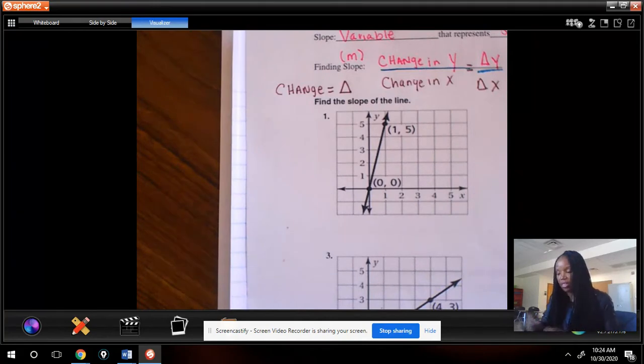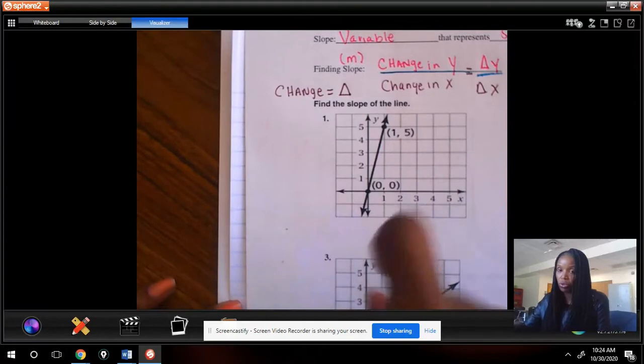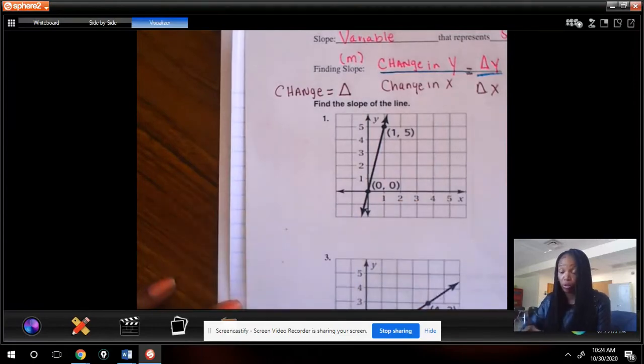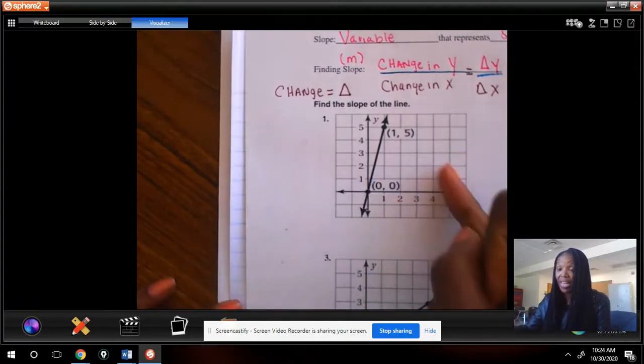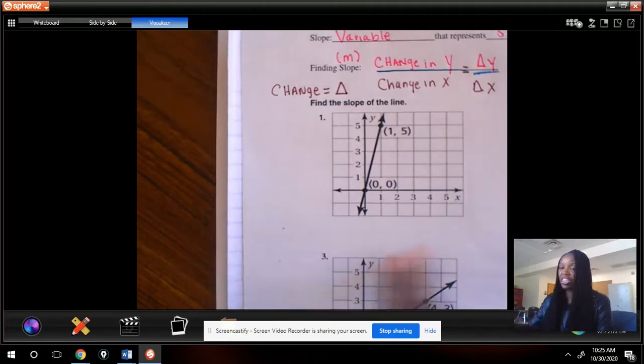But sometimes they will not have these points out here. They will just have a line. You want to make sure that when you choose 2 points to do this formula, you choose points that meet at endpoints, like vertices. So that means that both the x and y have to be whole numbers. They cannot be decimals. So I probably will do another video and do one like that. But for today, we're just doing the ones where they're giving you the points.